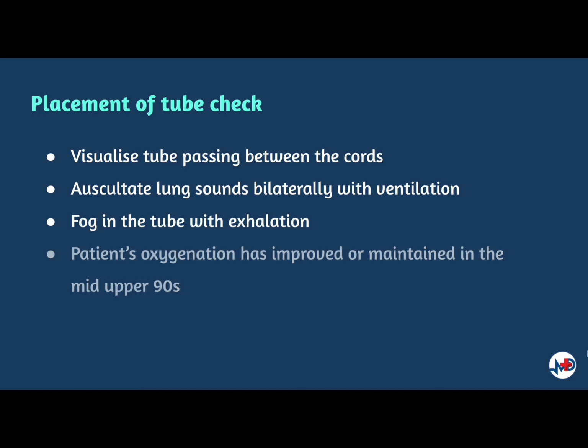Next, let's look at the placement of the tube check. You may do this by visualizing the tube passing between the cords, auscultating the lung sounds bilaterally with ventilation, noticing the fog in the tube with exhalation. Patient's oxygenation has improved or maintained in the mid-upper 90s, and you can confirm the placement by doing a portable chest X-ray.